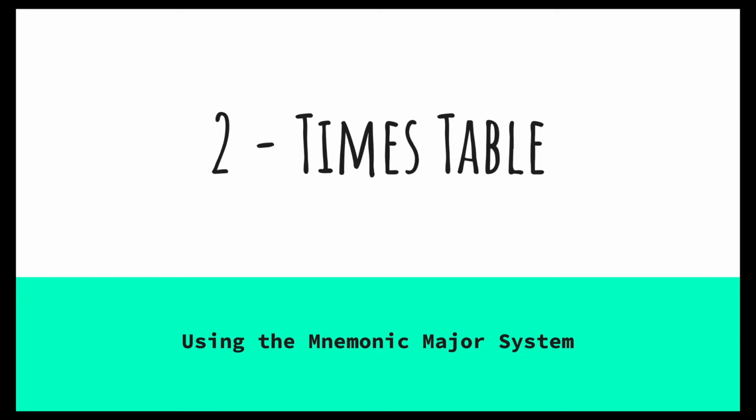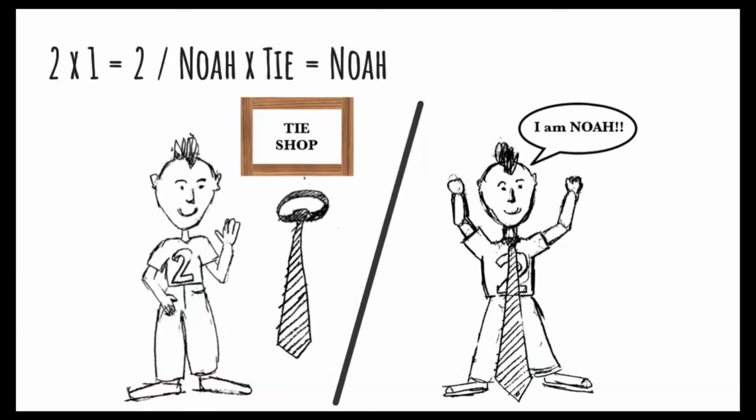Let's start with 2 times 1. Noah was in the mood to buy a tie for himself. So he went to the tie shop, and in the tie shop he found this beautiful tie that he just loved. He wanted to try the tie, so he put the tie on himself, stood in front of a mirror, and he said, "I am Noah."